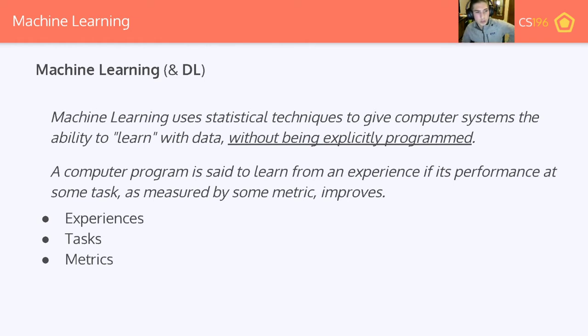I want to provide you with two more quotes that I saw in the ECE 449 or CS 448 class, which is titled Machine Learning, that really helped me a lot and really helped me understand it. The first one: machine learning uses statistical techniques to give computer systems the ability to learn with data without being explicitly programmed. And really the key phrase there is without being explicitly programmed.